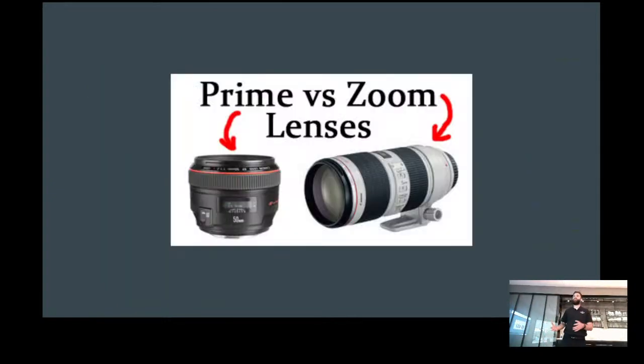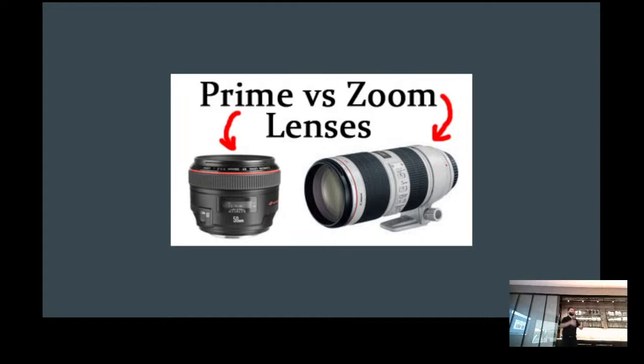Prime lens versus zoom lens. Prime lenses, lower maximum aperture. You get all the way to 1.2, 1.4, really nice background blur. The downside to using one of those is that if you want to zoom in or zoom out, there is no way to do it. So you've got to move yourself. So on my Sony, for example, I traditionally only use my 50 millimeter lens on there. It's my favorite lens on that camera.